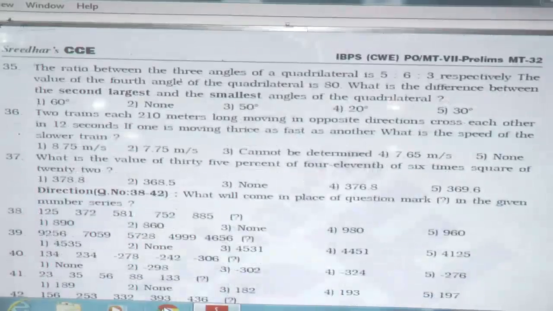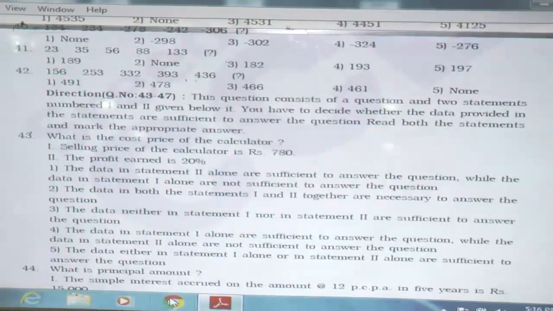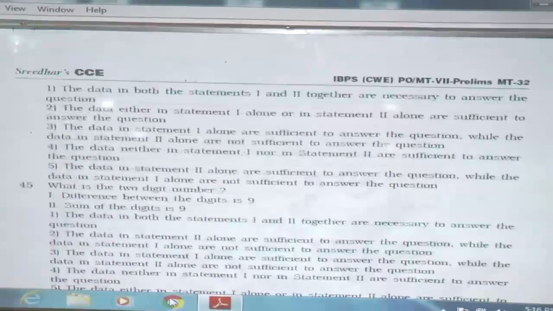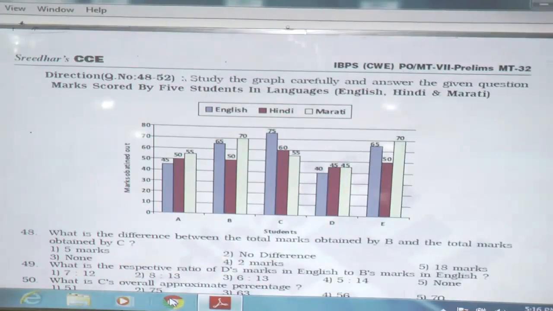Right, index 31 to 38. 31 to 37, aptitude, okay, fine. 43, 47 DS. 48 to 52.